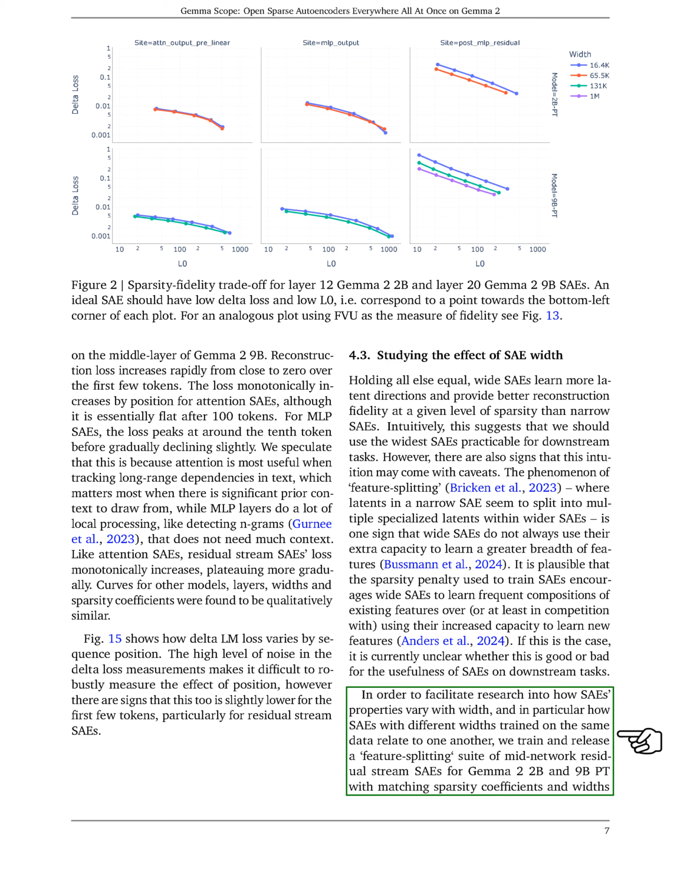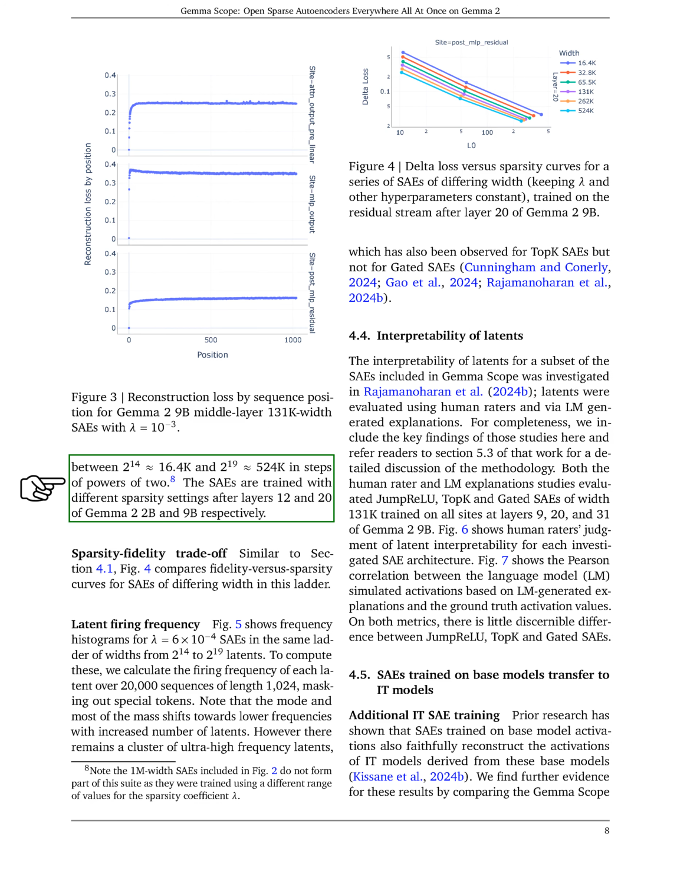To support research on how the properties of SAEs change with width, we train and release a feature-splitting suite of mid-network residual stream SAEs for Gemma 22B and 9B PT, with matching sparsity coefficients and widths ranging from 4.5K to 59K in powers of 2. These SAEs are trained with different sparsity settings after layers 12 and 20 of Gemma 22B and 9B, respectively. We also discuss the trade-off between sparsity and fidelity.